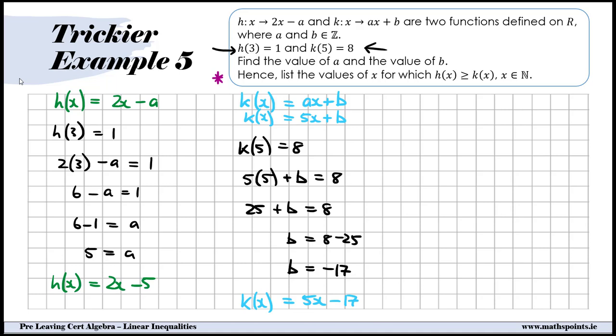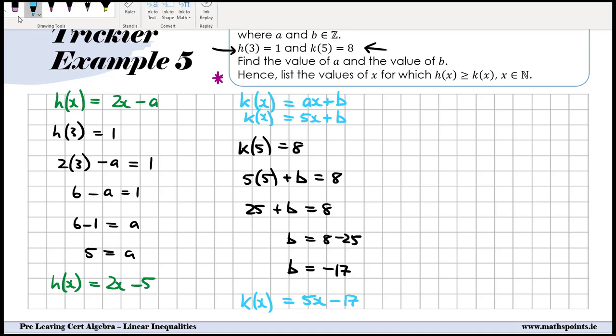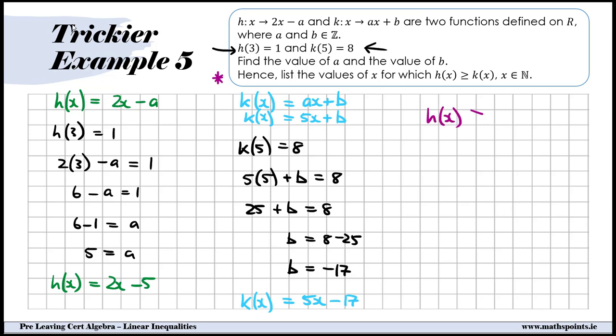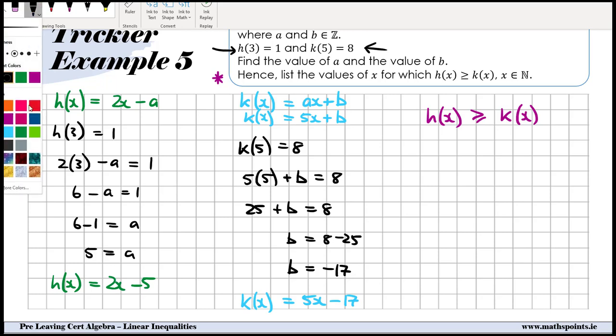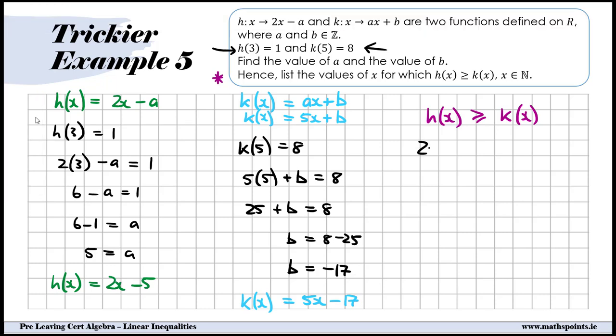It's the third part of the question that we're interested in, which tells us that h of x is greater than or equal to k of x, and asks us to find the values of x for which this would be true. So remember, h of x is a function that we have simplified as 2x minus 5. So down here we were able to work out that h of x was 2x minus 5, and that's greater than or equal to k of x, which we worked out was 5x minus 17. So 5x minus 17.